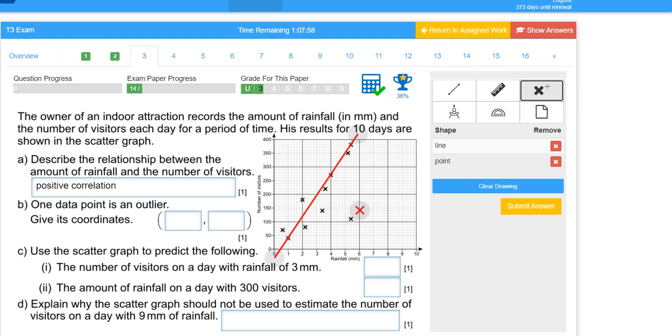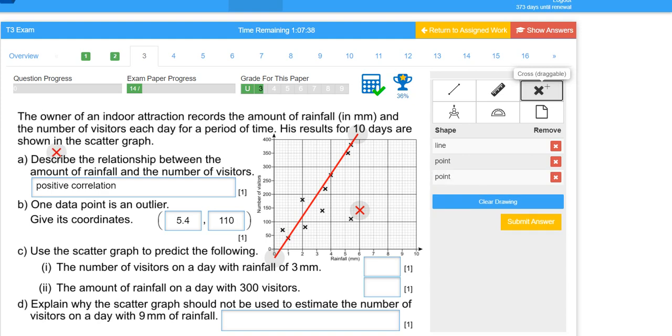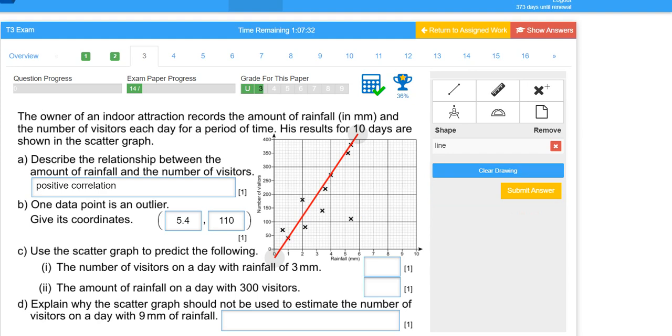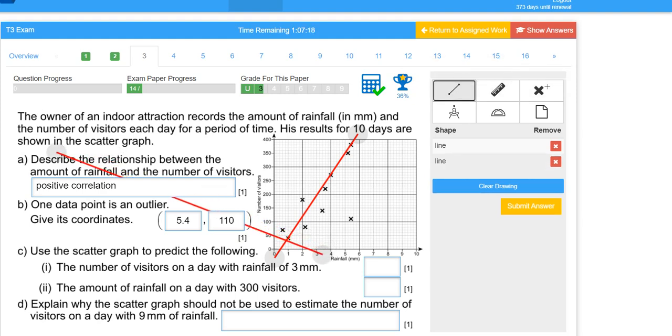So what's the coordinates of that point? That's going to be about 5.4 maybe. Try that, 5.4 approximately. And 110 perhaps. So we're checking, can the student read those scales? And then I'm asked to, so I'll just get rid of those points. I'm asked to use this to work out the number of visitors on a day with a rainfall of 3 millimeters. So what I might do is, again, drop a line. I'm going to look at 3 millimeters just there.